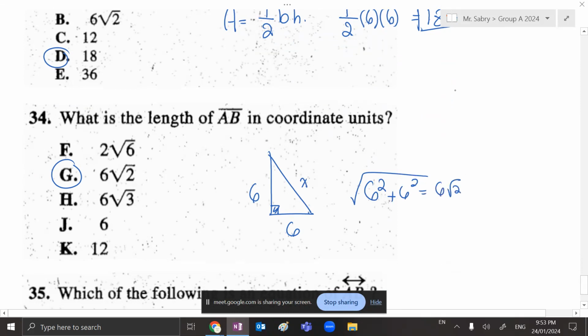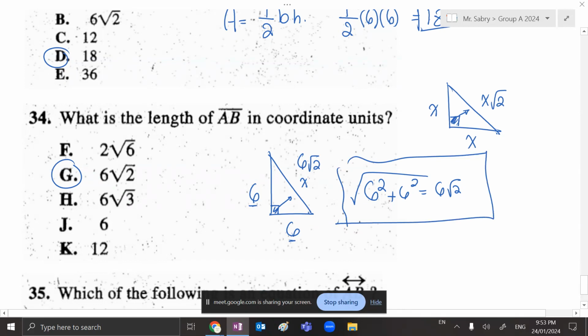Now it's important to remind you quickly of what we call a special triangle. Whenever we have this side equal to this side, we know right away that the hypotenuse will be x times root 2. So that's why if this is 6, this is 6, the hypotenuse will be 6 as well, but times root 2. Or you can just use the Pythagoras theorem as we just said anyway.